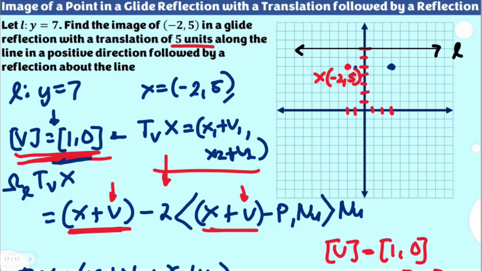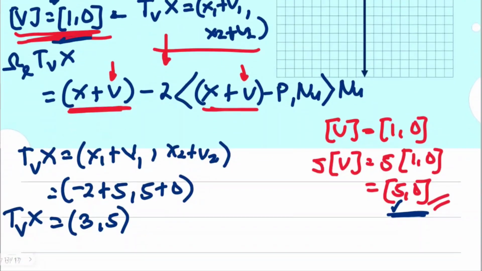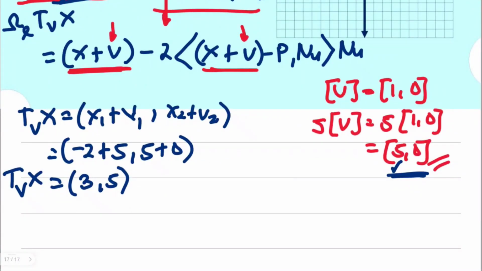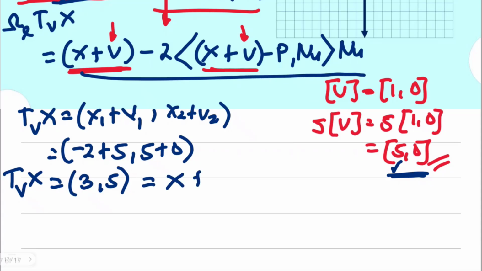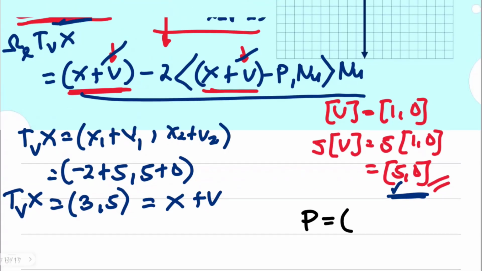It's just a translation. So this time, we are now to proceed with our reflection in this manner. But take note, we know this to be our x plus v. So this is good. Our p is actually not yet identified in our unit normal vector. So to do that, let's talk about our p first. The p is actually any point on our line, specifically on our given line here.